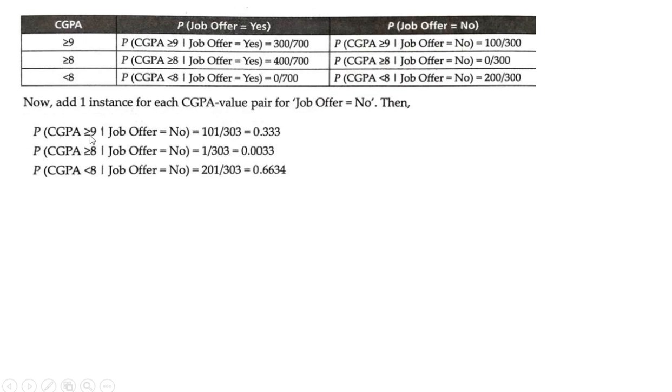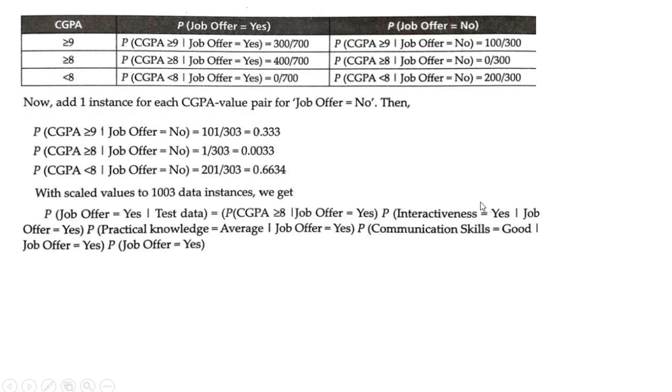For probability of CGPA greater than or equal to 9, job offer no, it was 100, I am going to make it 101. And for probability of CGPA greater than or equal to 8, job offer no, it was 0, I am going to add 1 here. So it has become 1 given 300. Again here, probability of CGPA less than 8, given job offer no, instead of 200 I am going to make it 201. So you can see that for each of these pairs I have added 1. So with the scaled values, how many instances do I have now? Instead of 1000, now I will have 1003 data instances.